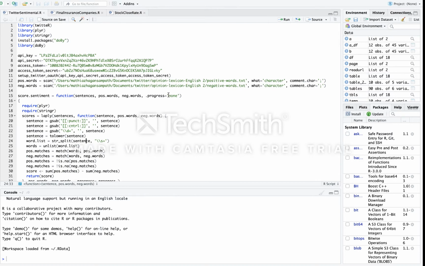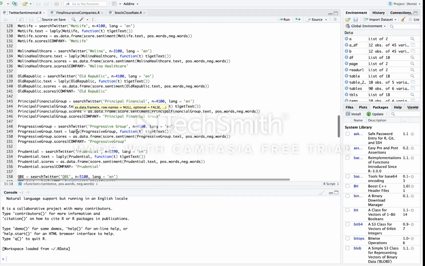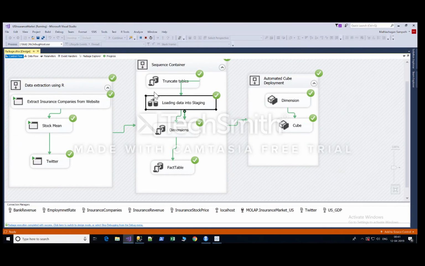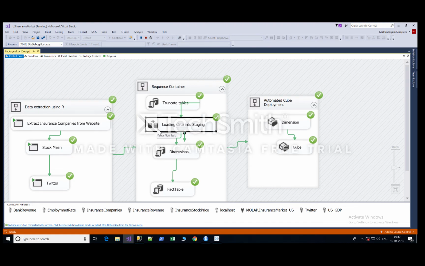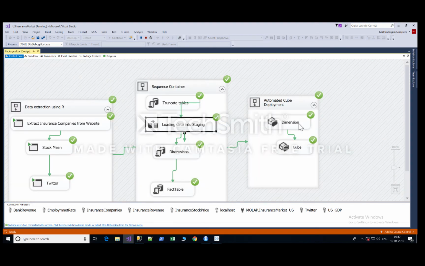We are cleaning the data and running the sentimental score. This is the sentimental score part of my project, stored in a CSV file. Let's go to SSIS again to see the completion of the automation. Now the data is completely automated, stored in a CSV file or moved to the staging area, and everything has been processed successfully and the cube is deployed automatically. So every process in this SSIS is automated and now the cube is deployed.